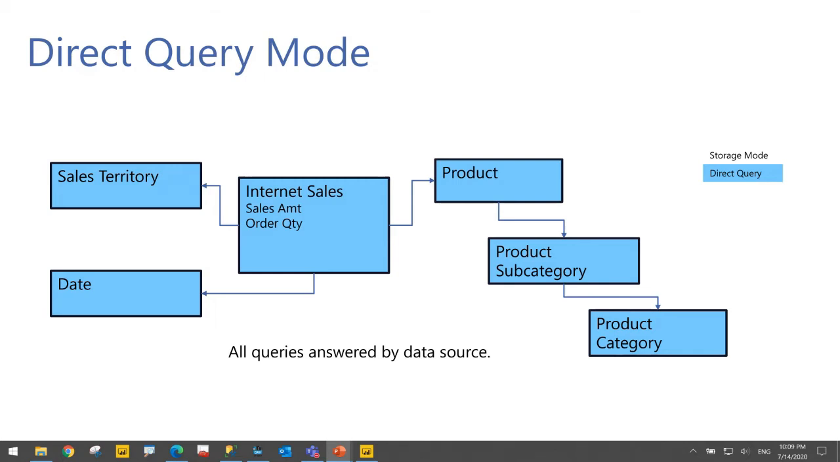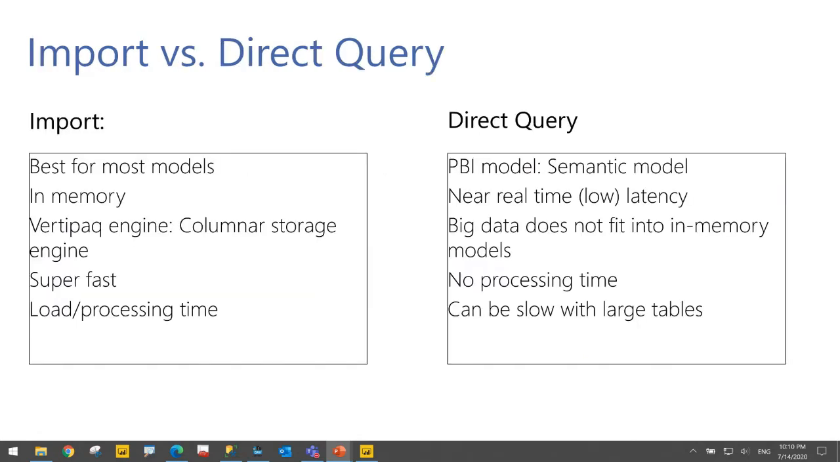With direct query, this time Power BI just acts as a semantic layer. So the only thing that it's storing is the number of columns and how to join them. When a user queries the model using a visual, Power BI creates a SQL query, or whatever the backend language is, and it will submit it to the backend, and the backend answers the query, sends the data back to Power BI. Power BI will visualize it. Now, there are pros and cons to these storage modes.